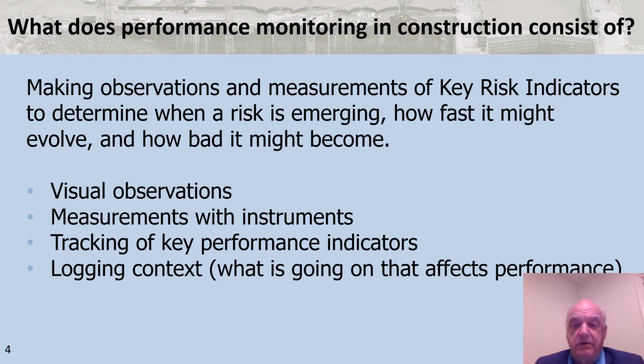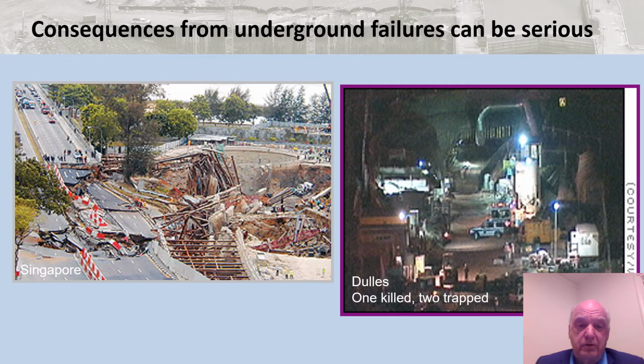The monitoring itself may consist of visual observations, instruments that we use to take measurements, and tracking key performance indicators that we've identified as part of our risk assessment activities. But it also includes the logging of context, that is, what's going on in the project, what's going on in the area that's being monitored that may be impacting performance. So we can't just have an instrument with a measurement. We need to know what might have caused that measured performance so we can understand and interpret it.